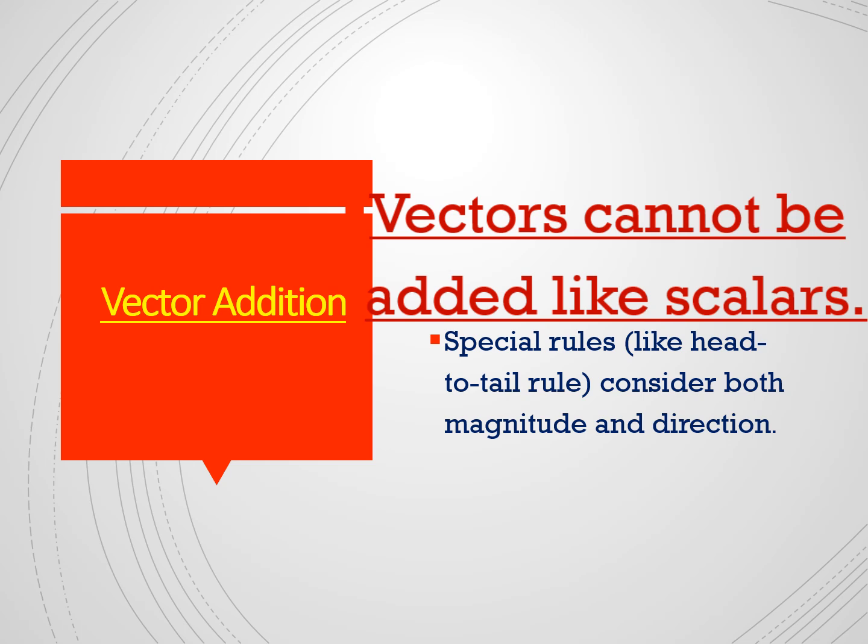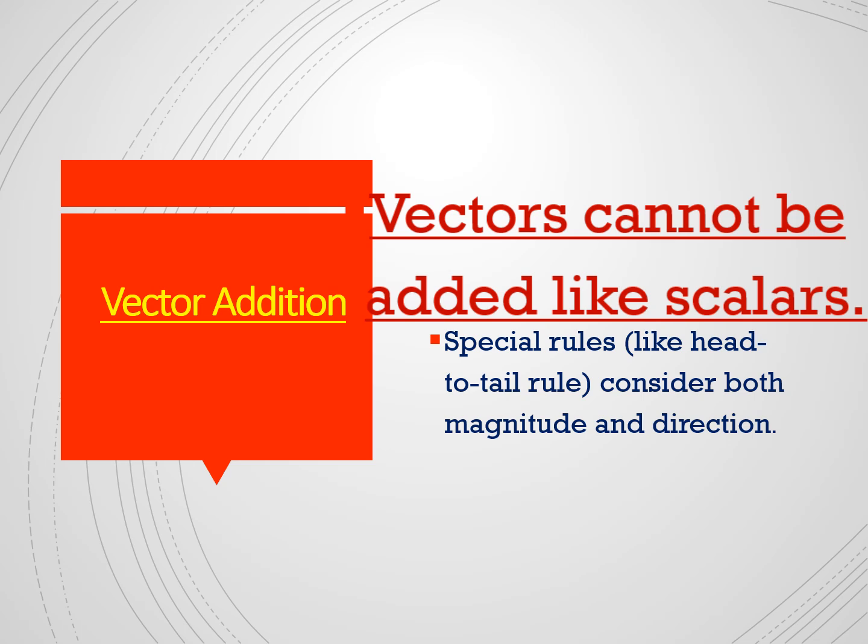Okay, students. So in order to add the vectors, we have designed some special rules. The rule for the addition of vectors is called the head to tail rule, which you will be able to understand in my upcoming videos. Similarly, subtraction of vectors, multiplication of vectors, division of vectors follow some different rules other than the normal arithmetic rules. The reason is that there is a direction also.